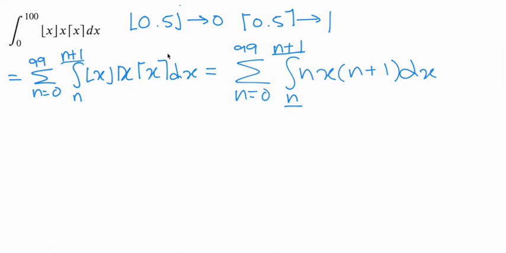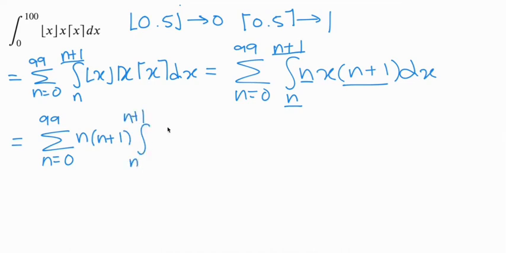So now what we can do is take this n times n plus 1 out of the integral. So we get the summation from n equals 0 to 99 of n times n plus 1, and then the integral. This is as for each iteration, n times n plus 1 is going to be a constant, and because of the constant rule, we can take it out.